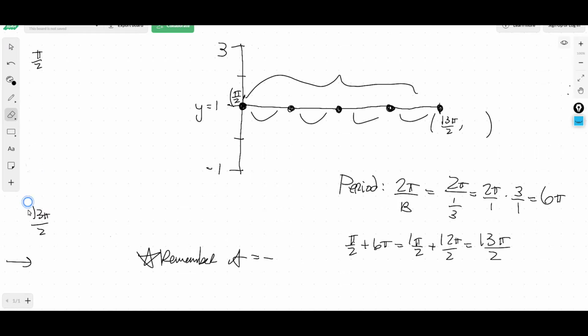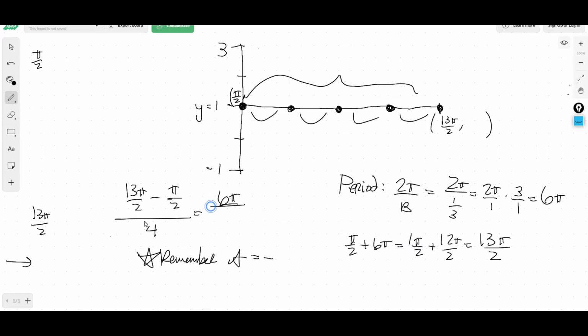So let's see. How can I do that? How can I break up this distance into 4 parts? Hopefully you guys are seeing what I'm doing here. Oh, I am simply saying I need to find how much to add to pi over 2. So 13 pi over 2 minus pi over 2. Oh, that's right. That's just 6 pi. That's all I had here. That's the distance between them.